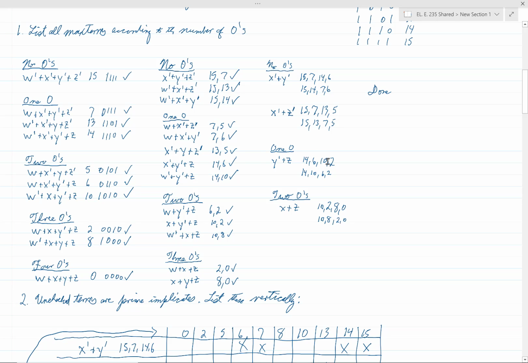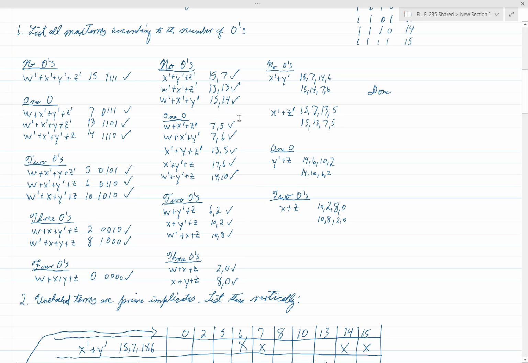14.6 will work with 10.2, and 14.10 will work with 6.2. Both of those pairings give you y prime or z. So we'll put check marks by 14.6 and 10.2 and 14.10 and 6.2. And then finally, we look at pairings between the 2 zeros group and the 3 zeros group. There are 2 pairings that work, 10.2 paired with 8.0 and 10.8 paired with 2.0, but both of those pairings give you the same thing, x or z.